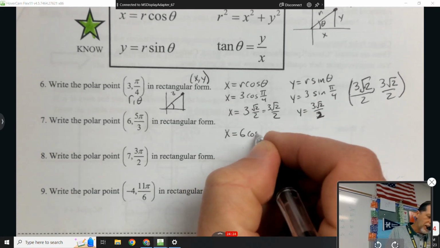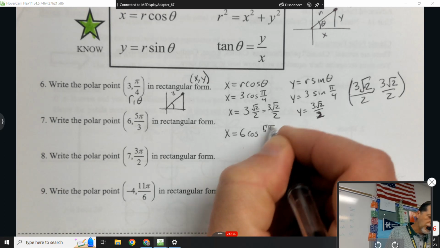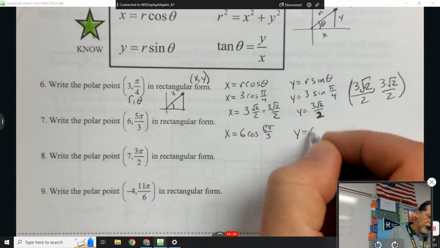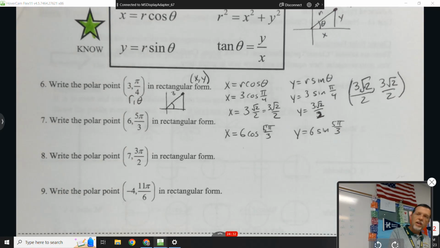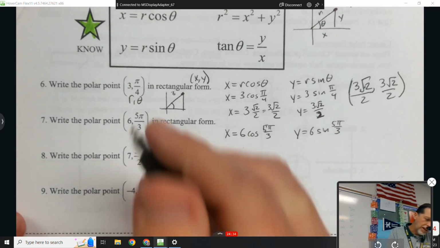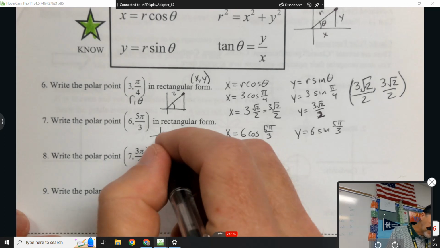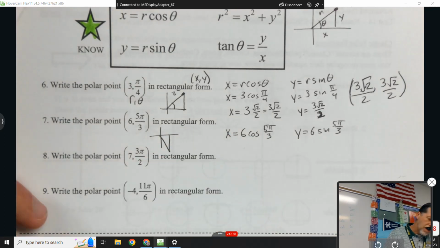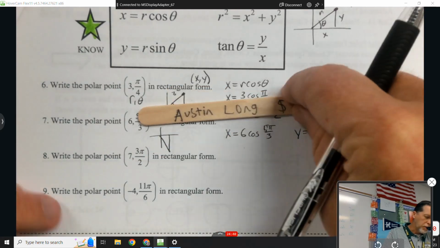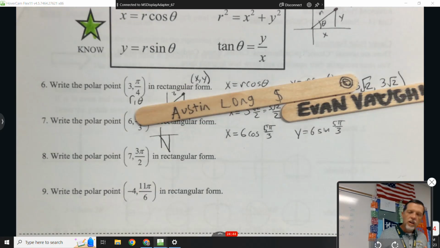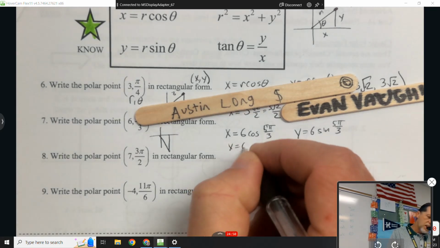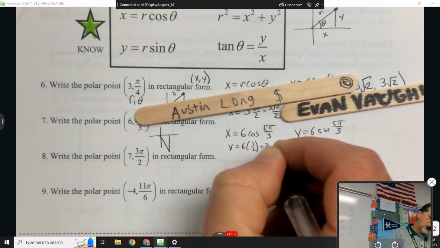6 cosine 5 pi over 3. y equals 6 sine 5 pi over 3. Although I just can't help myself. I got to draw a picture. Plus the picture helps me with sines and cosines while I'm there. Austin, what's the cosine of 5 pi over 3? 1/2. Good.